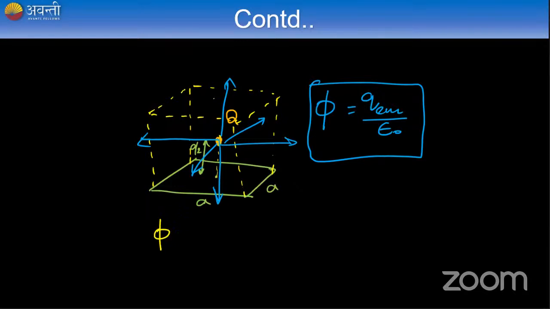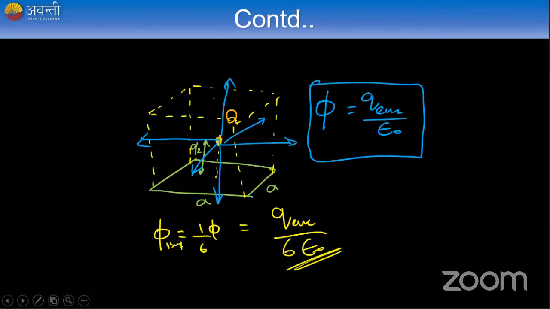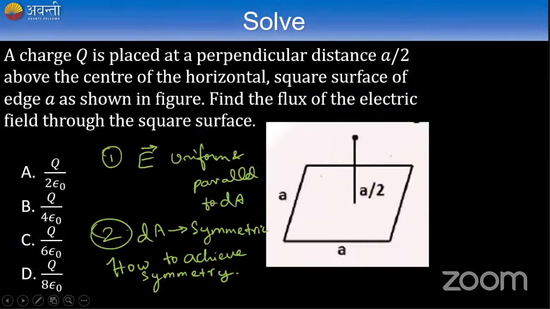Yes, it will be 1 by 6 times of the total flux through one plane surface. One surface is 1 by 6 times of total flux, that is Q enclosed by 6 times epsilon naught. This will be our answer. Okay, so option C is the correct answer. So this question was asked in your day mains, guys. Please understand. If you have any doubts, please ask me.